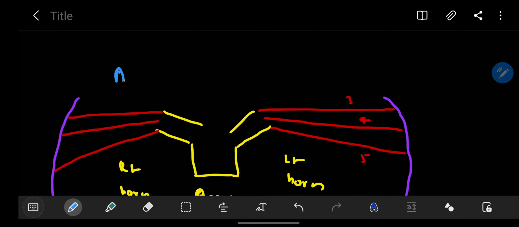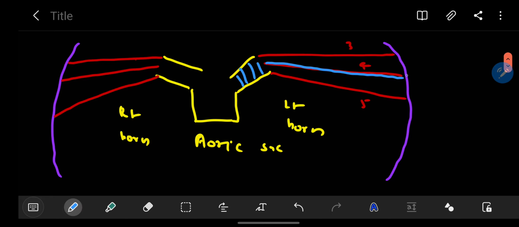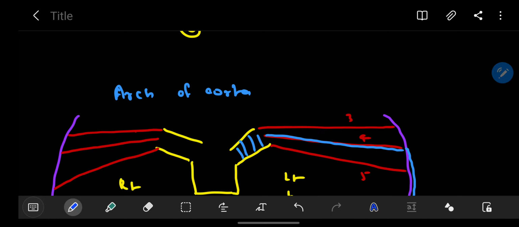So the arch of aorta is derived from the left horn of the aortic sac, the left fourth arch artery, and the left dorsal aorta, its caudal part. The right horn of the aortic sac will form the brachiocephalic trunk.